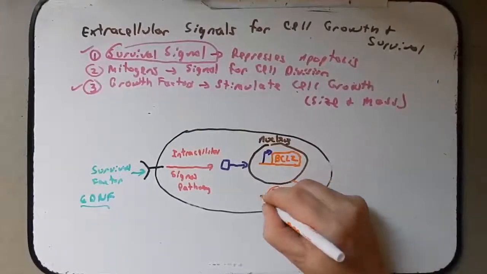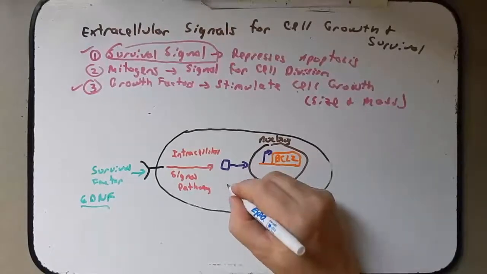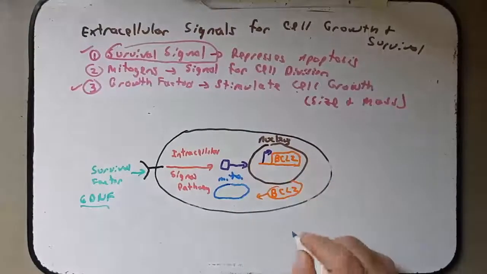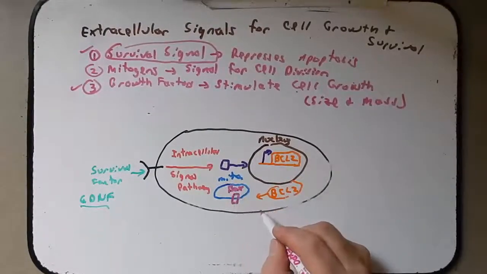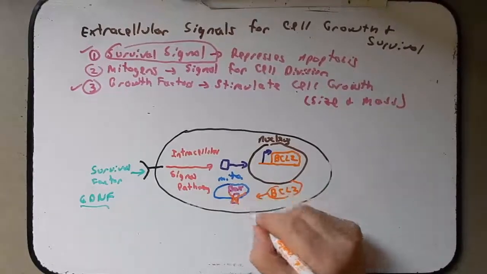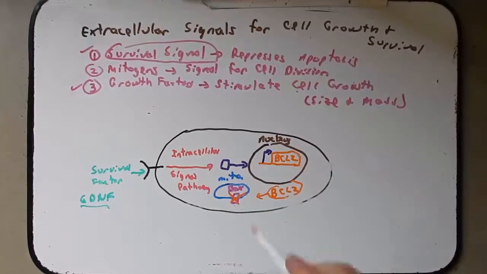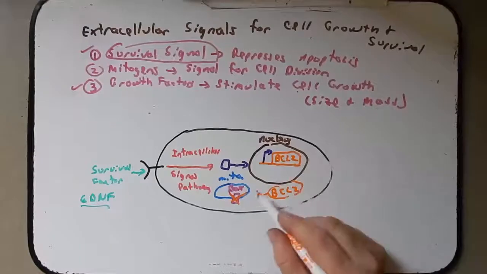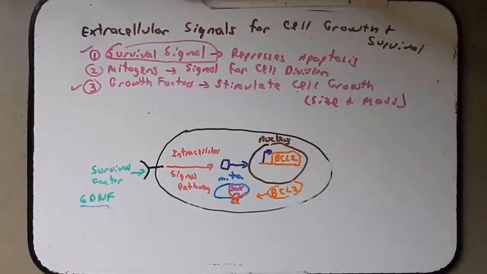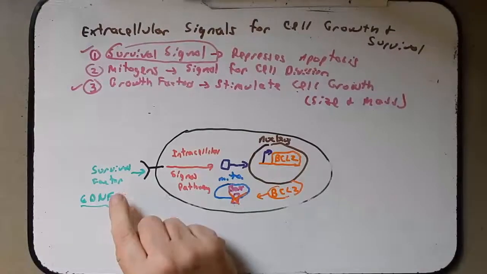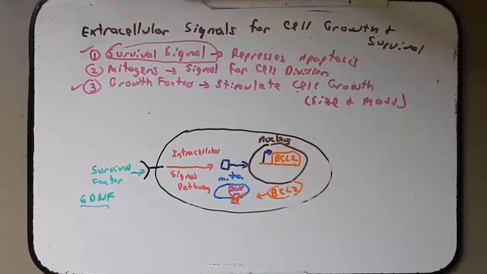And BCL2 functions at the mitochondrion. And at the mitochondrion, mito for short, it inhibits Bax protein. Remember, Bax is the one that will allow cytochrome C to escape. So BCL2 blocks it, so it can't do its job. And by doing this, the cell will not go through apoptosis. The only way it can go through apoptosis at this point is by inactivating BCL2. And when that happens, cell death can occur. So any cell that needs to survive, and maybe not divide, maybe not grow, just survive, like say our neurons, will receive these survival factors, which will then express BCL2.